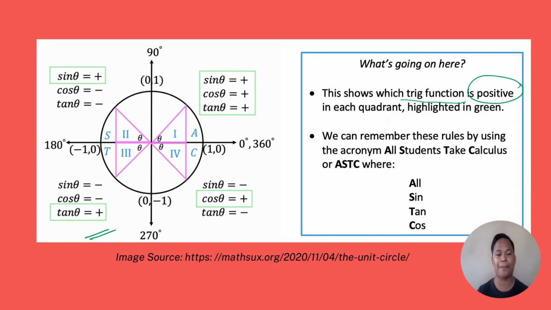For the first quadrant, the 6 trigonometric functions are positive. So, all. For the second quadrant, so ito po, second quadrant, the value of sine and its reciprocal, the cosecant, is positive po. For the third quadrant, the positive functions are the tangent and the cotangent po. So ito po. For the fourth quadrant, the positive functions are the cosine and its reciprocal, the secant function.